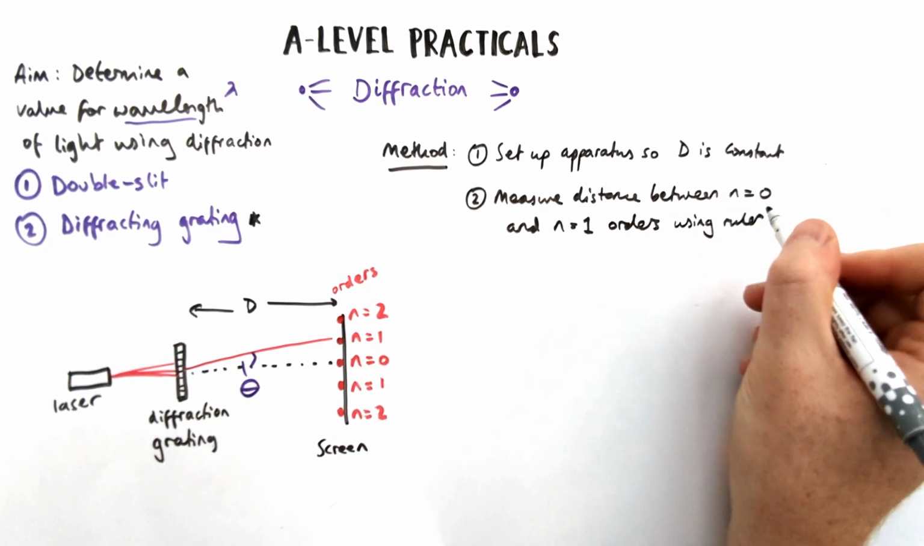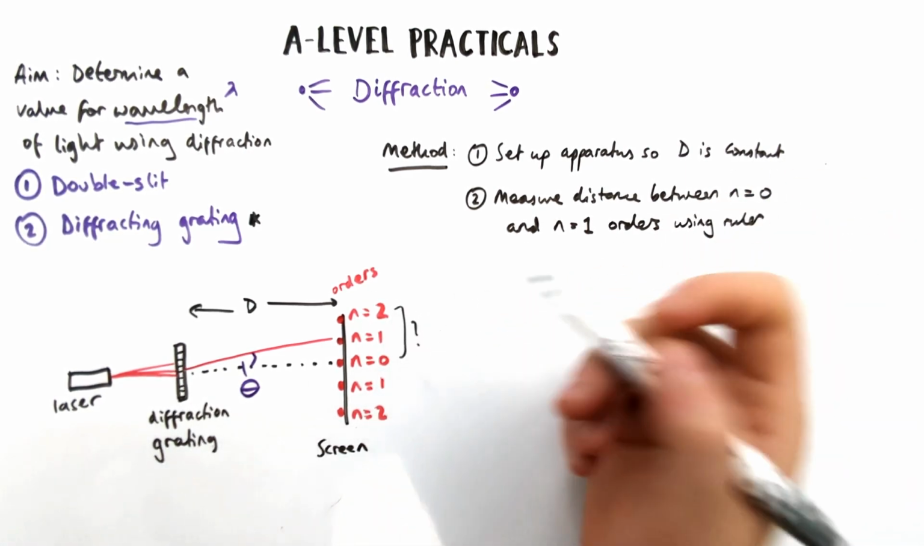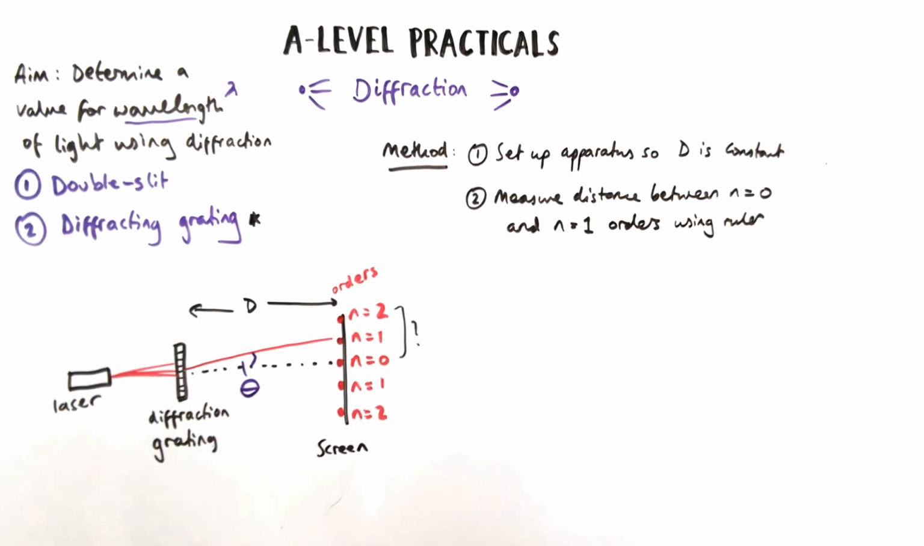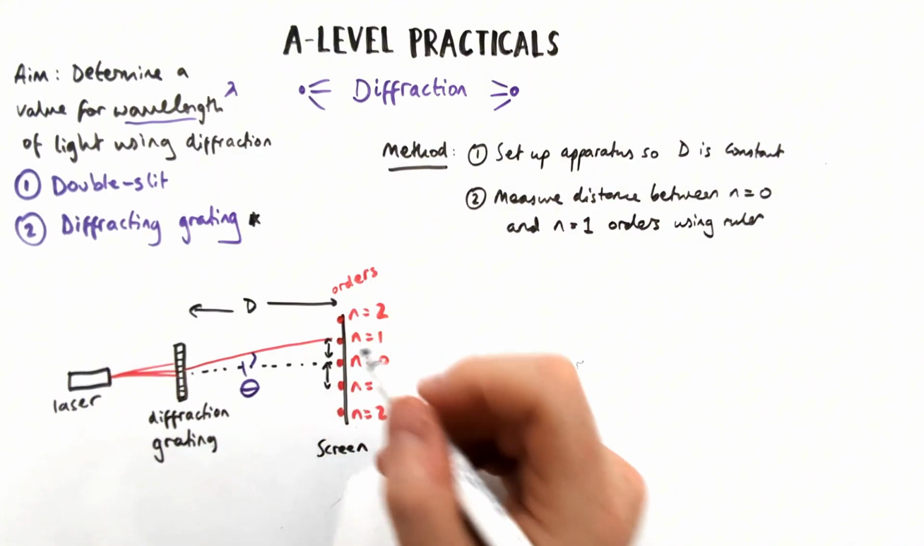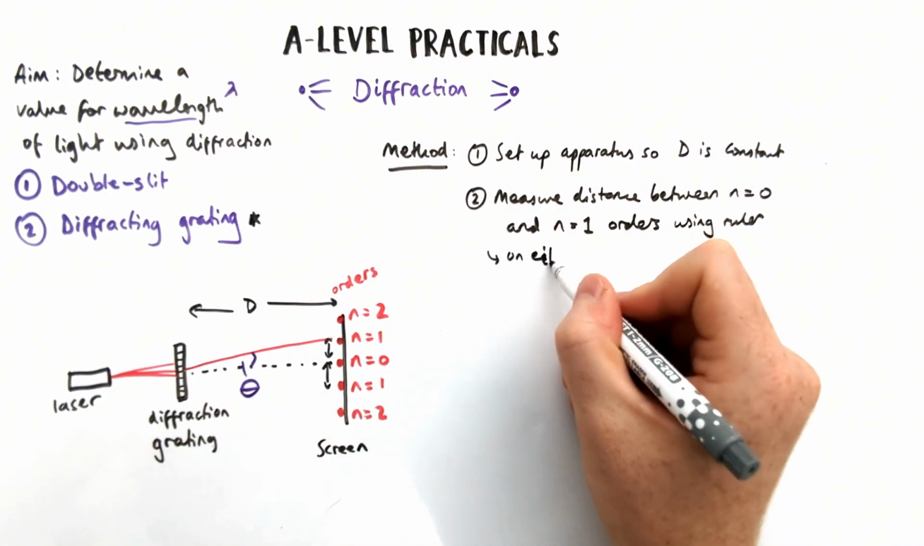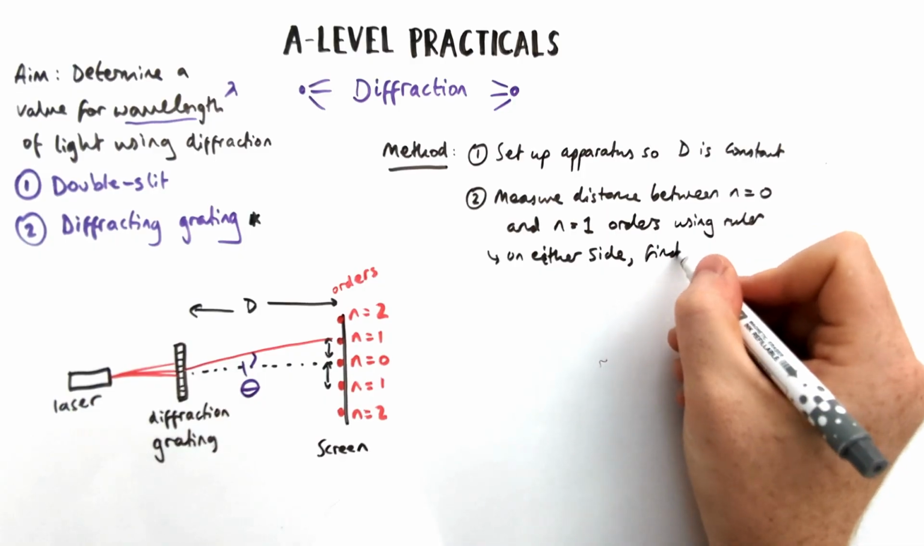On either side of that, they're called the first order, second order, third order, and so on. We also need to be aware of the angle that the beam makes with the central order, or the 0th order. The angle is theta here, and we are going to have to calculate that. You can't use a protractor to do that because it's a very small angle, and it's going to be very difficult to measure directly.